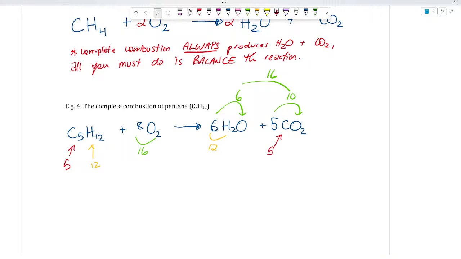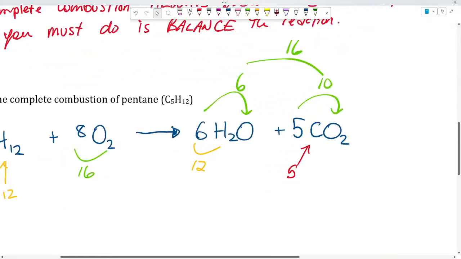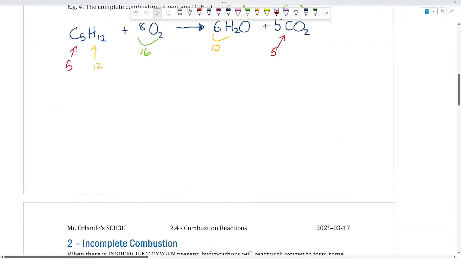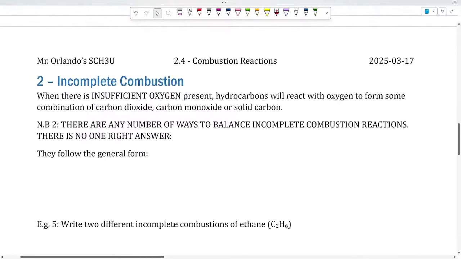So even if there's not enough oxygen available to completely rip things apart, what oxygen is available will still rip things apart. Does that make sense? And that can lead us to something called not complete combustion, but incomplete combustion. When there's insufficient oxygen, hydrocarbons will still react with what oxygen is available, but they'll form some combination of carbon dioxide, carbon monoxide, and solid carbon. All of the hydrogen will still end up bound to oxygen.